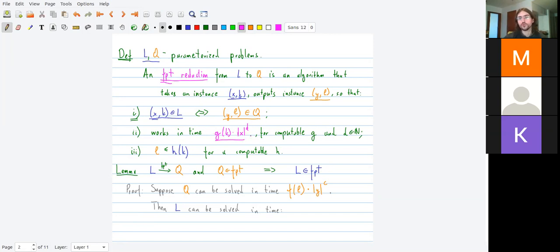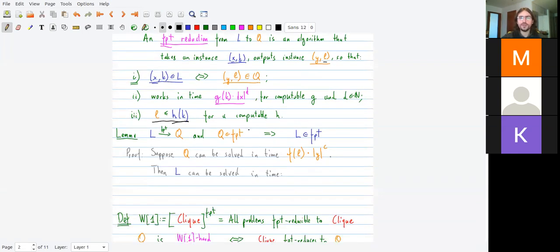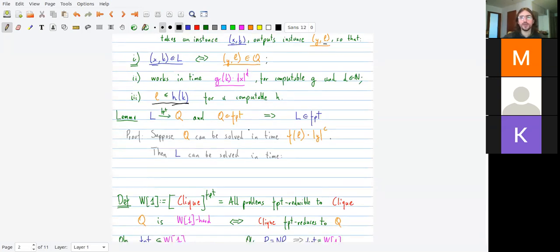So the reduction should work in time, some computable function of the parameter times a fixed polynomial in the input size. And third, and we will see why we need this in a moment, the parameter blow up should also be bounded. So the parameter of the output instance should be bounded by a computable function of the input parameter, right?